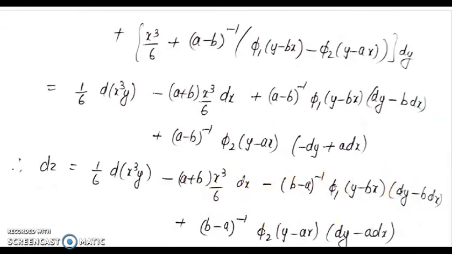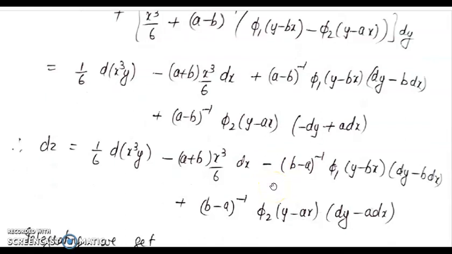okay, ഇപ്പം ഈ ടേമിൽ ഇവിടെ മൈനസ് പുറത്ത് വരും. So because you want in the form dy minus a dx. അപ്പോൾ b minus a whole inverse ആവും. Here also I am bringing b minus a whole inverse. So ഒരു മൈനസ് സൈൻ പുറത്ത് വരും. Okay. So this is the simplified form of dz.